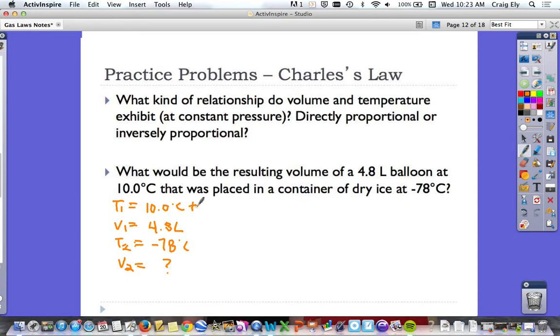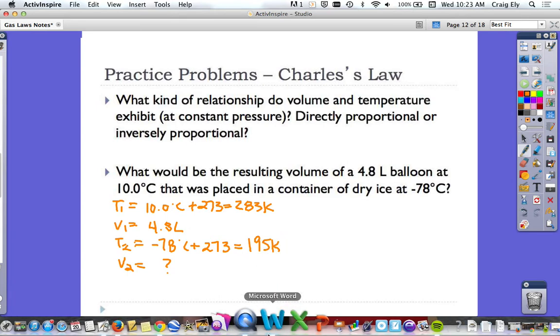Remember, we have to turn our temperatures into Kelvin, so we add 273 to each one. So now this makes it 283 Kelvin, and we add 273 to our second one. That makes it 195 Kelvin.